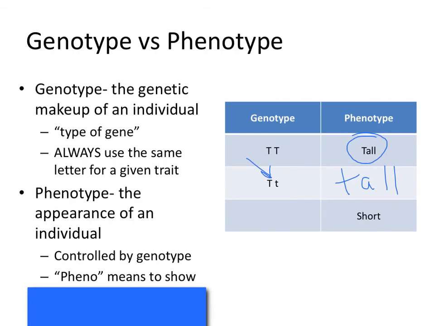So then we move down to the next line, and we've got a short individual. And I ask you, what is his or her genotype? Well, the only way you could get a short phenotype, if tall is the dominant, then it would be little t, little t.